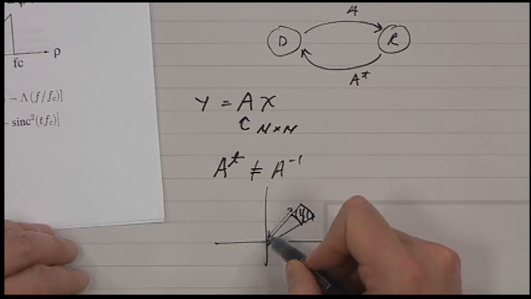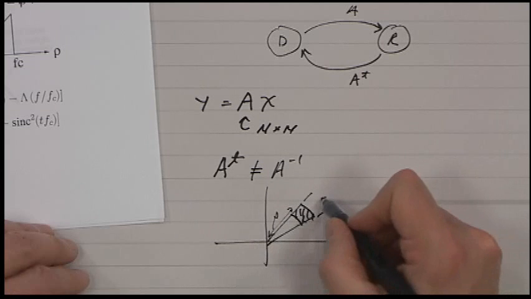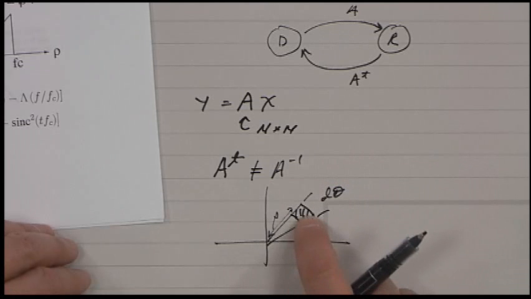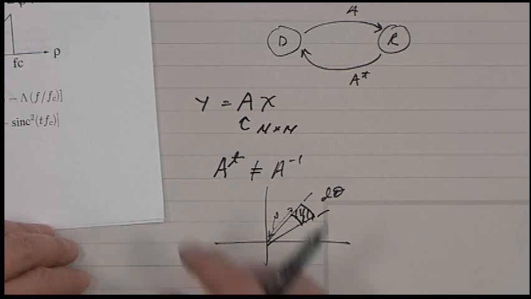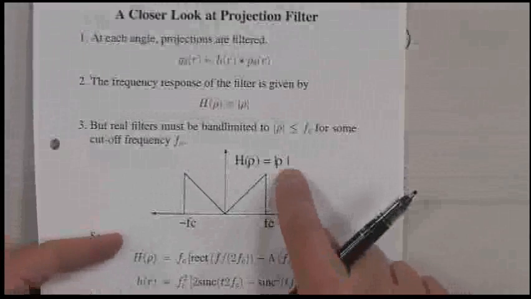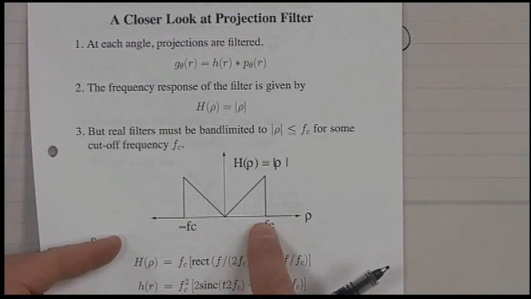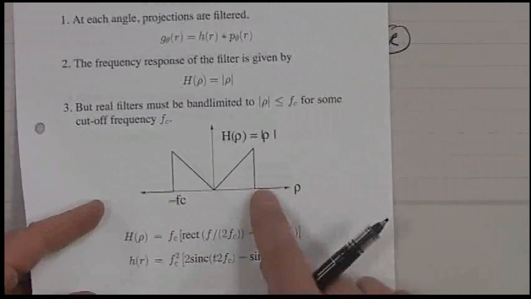So this distance here would be rho, and this distance is d theta, right? So the area of that little incremental slice is going to be proportional to rho. So that's where this term comes from. So when you multiply the frequency domain by this, well, that's the same thing as convolving in the space domain with the inverse Fourier transform.